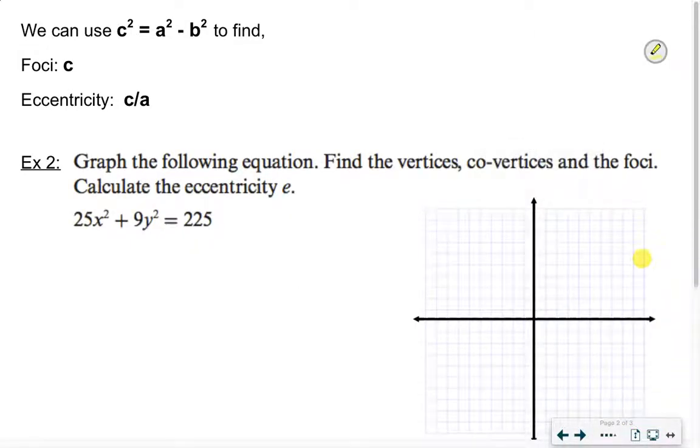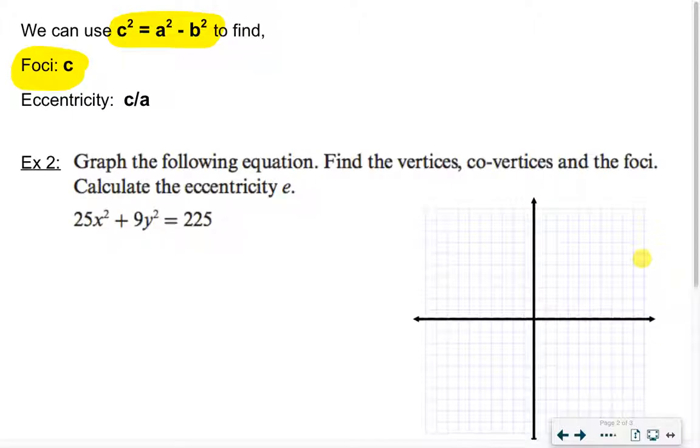There's not a c value in the equation, so we actually need an equation to solve for c. And there it is. It's c squared is equal to a squared minus b squared. It almost looks like Pythagorean theorem, am I right? Close, except now we're subtracting the two instead of adding.